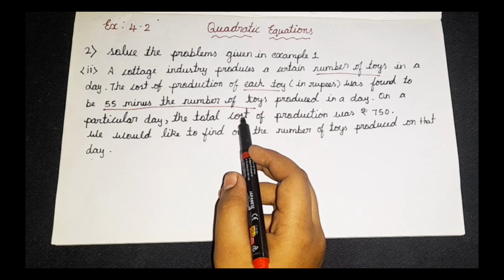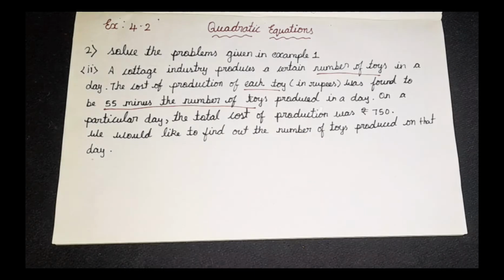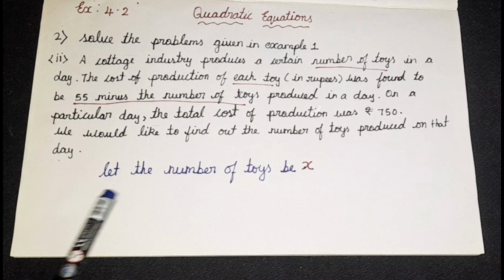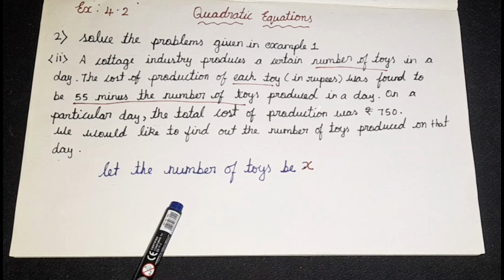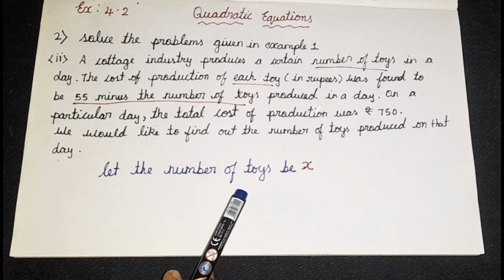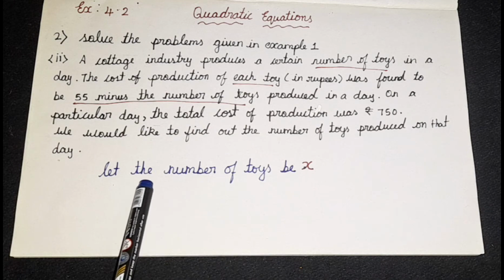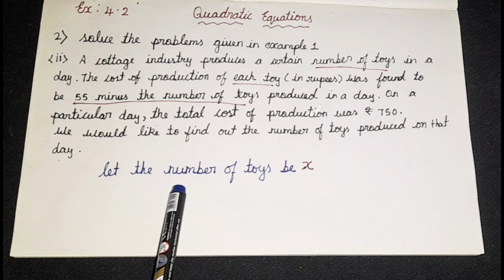So we are going to take, let the number of toys produced be x. That means let the number of toys be x. Of course, we don't know the number of toys value, so we are taking it as x. If you want to write let the number of toys produced be x also, you can write it like this. So the number of toys is x.